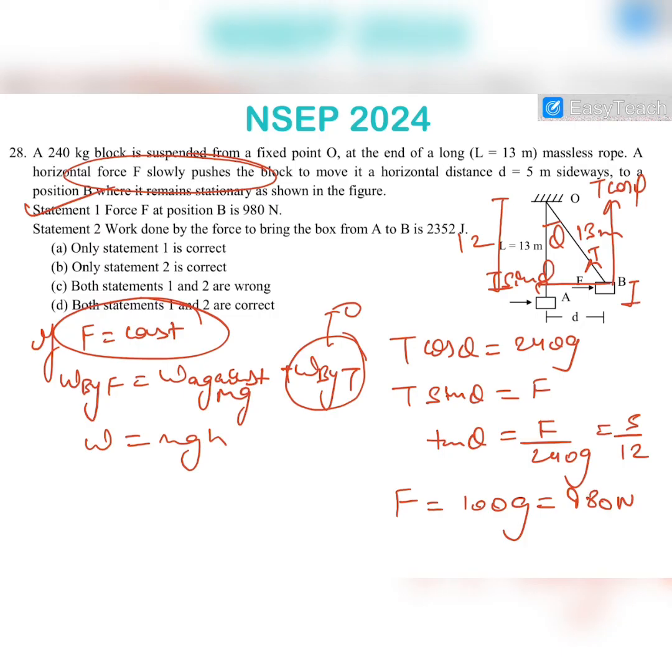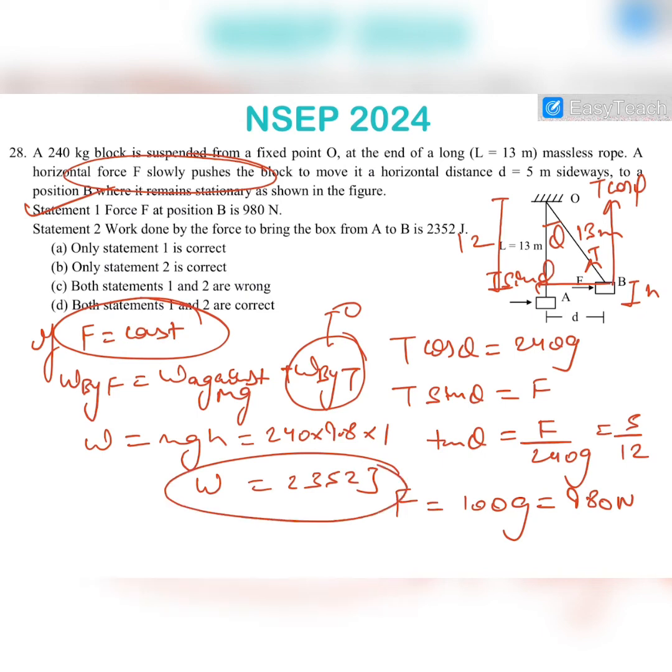Now h in this case is equal to 1 meter, and m is 240, g is 9.8, and h is 1. So the work done W will be equal to 2352 joules. So statement 2 is also correct. We can say that both statements 1 and 2 are correct. Now we move on to the next question.